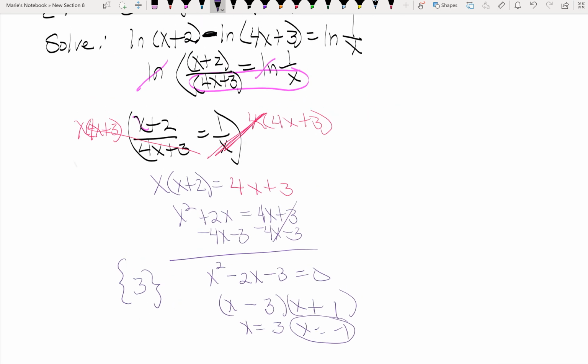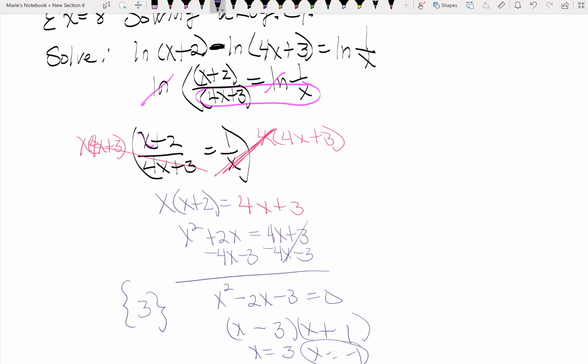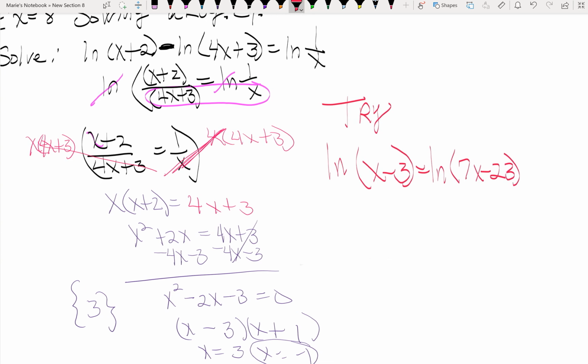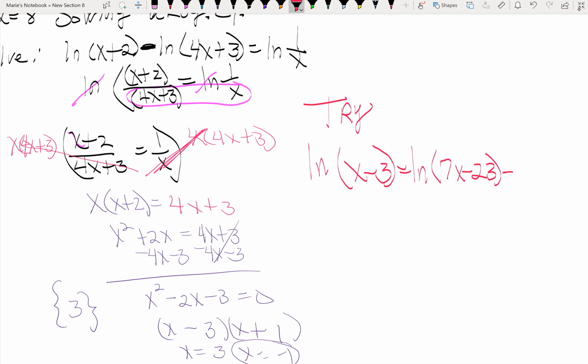All right. So let's just take a look at that. If you want to discuss it, let's talk about it. And then if you're ready, I would like for you to try the natural log of x minus 3 is equal to the natural log of 7x minus 23 minus the natural log.